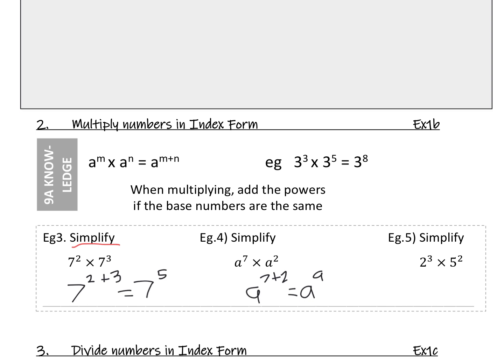Example 5, simplify 2 cubed times 5 squared. Well, here the bases are not the same, so we cannot simplify that. We could evaluate it. We could work out 2 cubed is 8, 5 squared is 25, and do 8 times 25, which is 200, but it doesn't ask us to do that. We can't write this in a simpler way, so you can just say that it cannot be simplified.